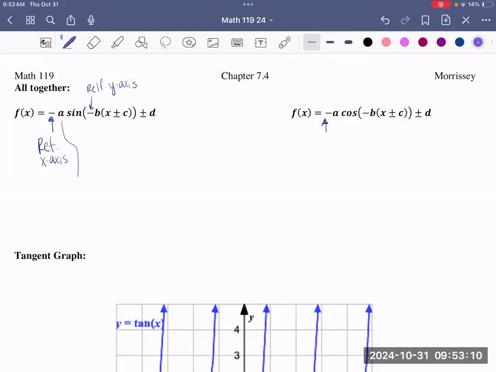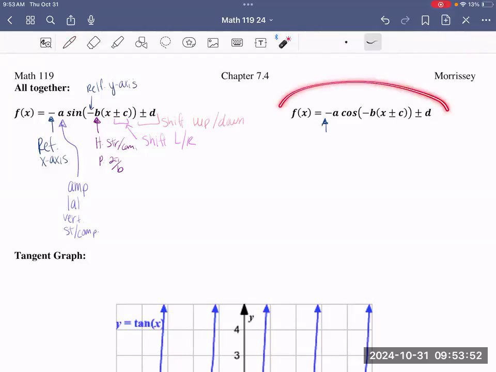A is considered your amplitude. This is the absolute value of A. This is a vertical stretch or compression. You have your trig function, of course. You have B, which helps us with your period. So this is your horizontal stretch or compression. Your period is 2 pi over this b amount. Your plus c, this is a shift left or right. And then the plus d is a shift up and down.